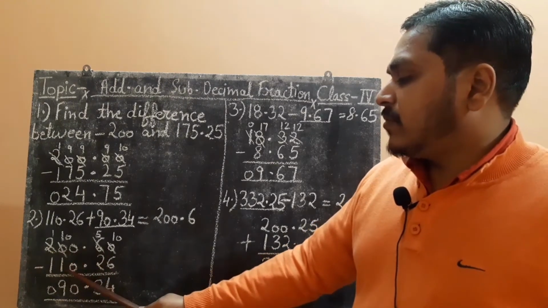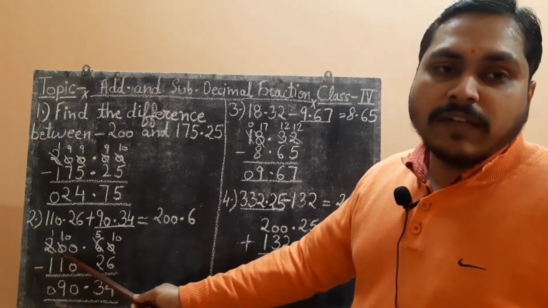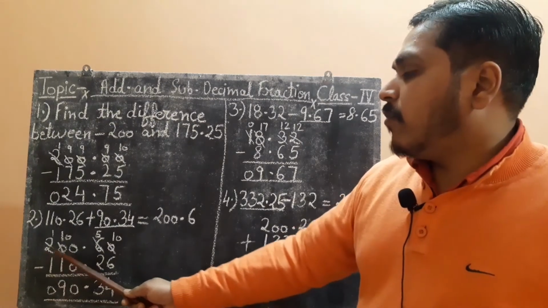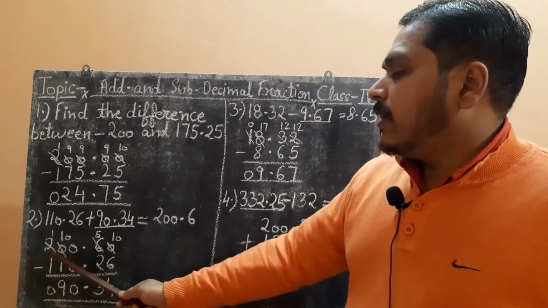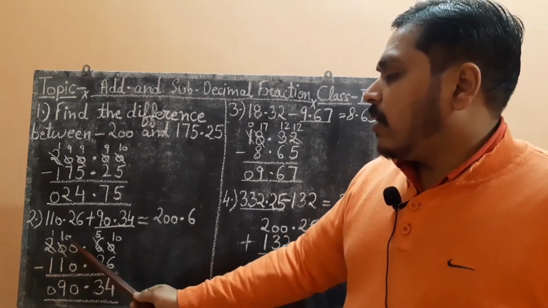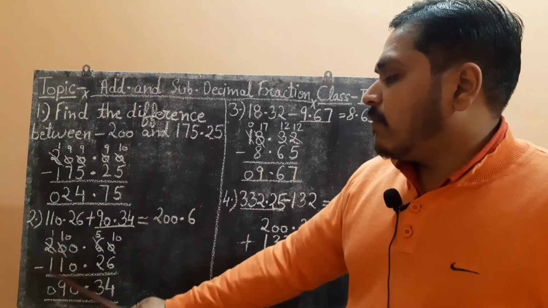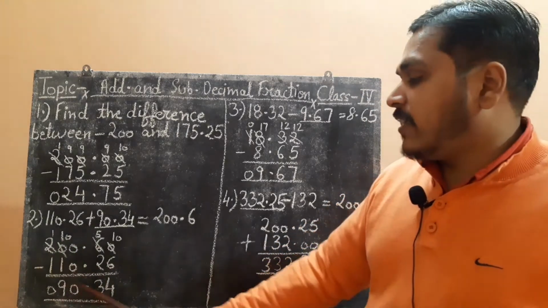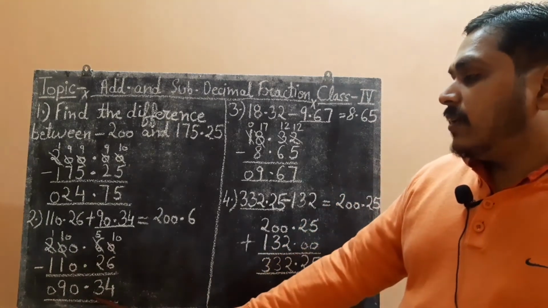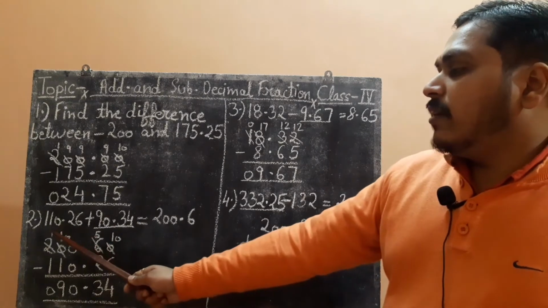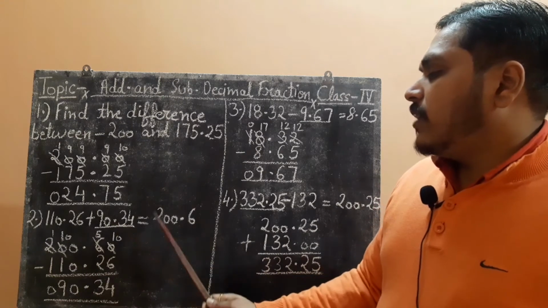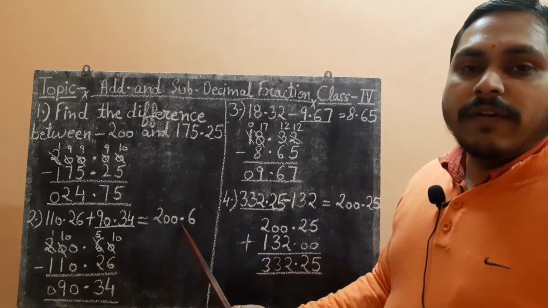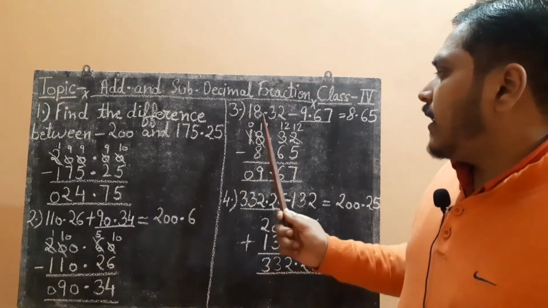Then 0 minus 1. Again, you cannot subtract 1 from 0. You have to take borrow from 2. So when you take borrow from 2, the 0 will become 10 and the 2 will become 1. Now 10 minus 1 is 9 and 1 minus 1 is 0. So your final answer is 90.34. So to 110.26 you will add 90.34, then you will get the answer as 200.6. Let's see one more question.